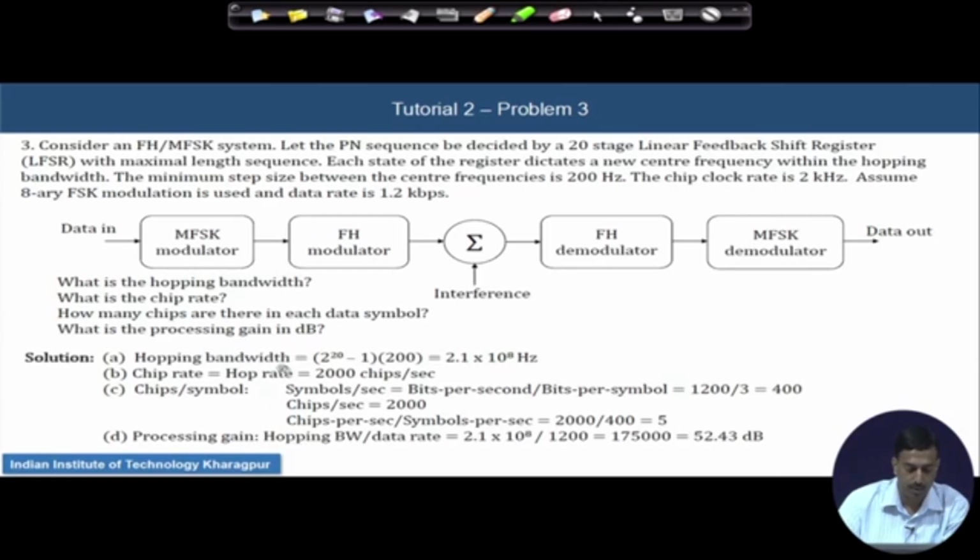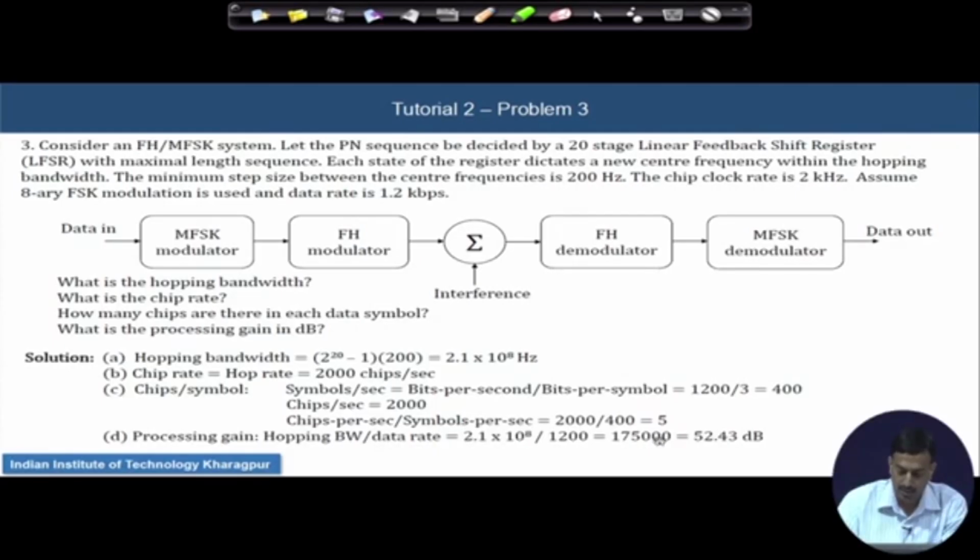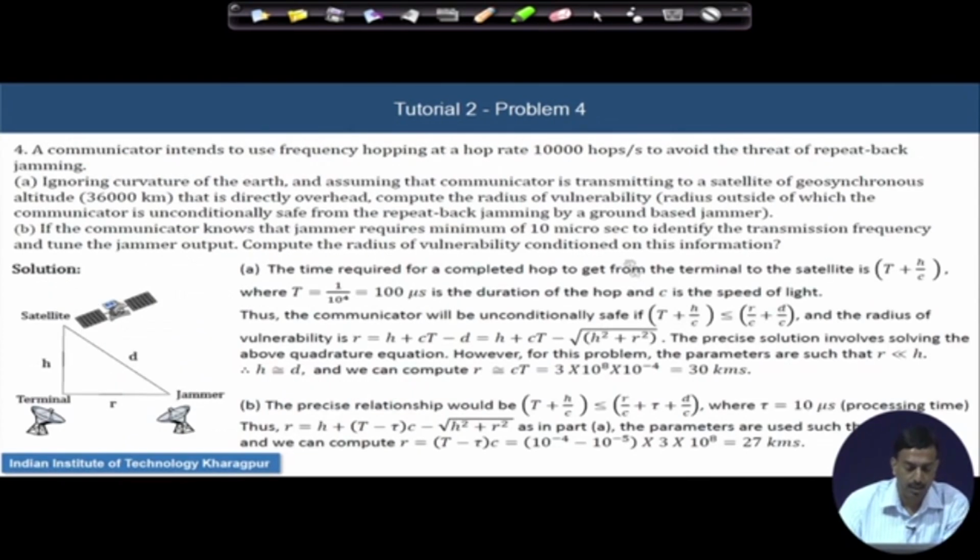So we already know the hopping bandwidth, which is 2.1 into 10 to the power of 8. So this divided by the raw data rate, which was 1.2 kbps, gives you the processing gain. This is basically the definition of processing gain for FHSS systems. We merely convert it to dBs in order to obtain the final result.